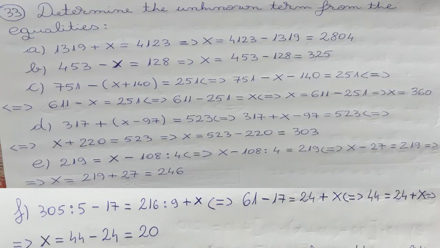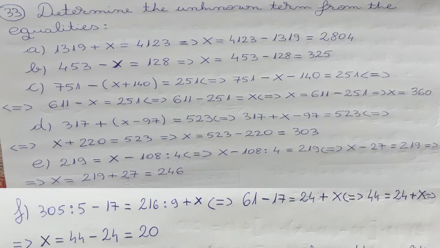The same rule applies for point D, but this time when we open the parentheses, we keep the signs in the parentheses because we have plus in front of the parentheses. So in this case, by doing the calculations, we obtain that x is 303.